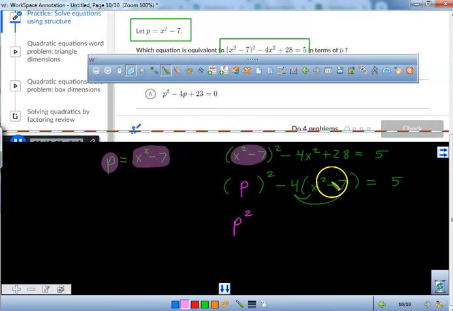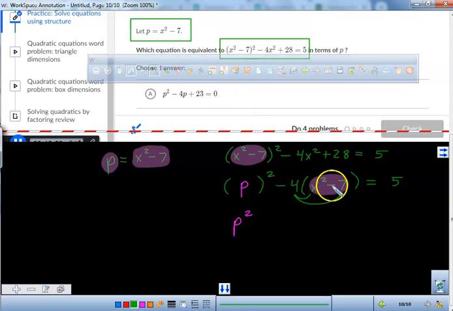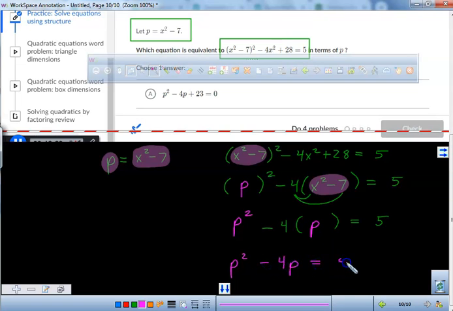Now let's scan. What can I now replace this with? What do you think? P. Very good. So instead of negative 4 times this, it's going to be negative 4 times, and what are we replacing that with? P. And we're going to set it equal to 5. So please write that down. I'm going to write down everything nice and neat where everything's in terms of p. We got p squared minus 4 times p equals 5.